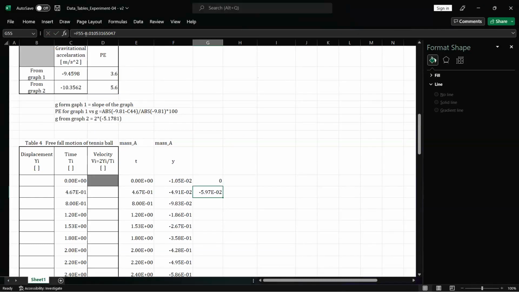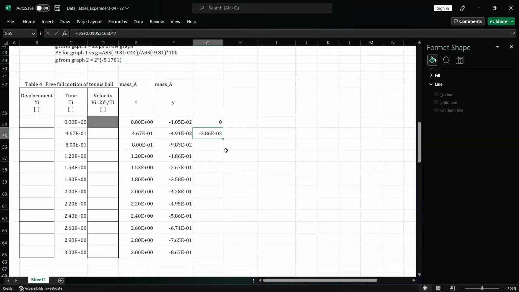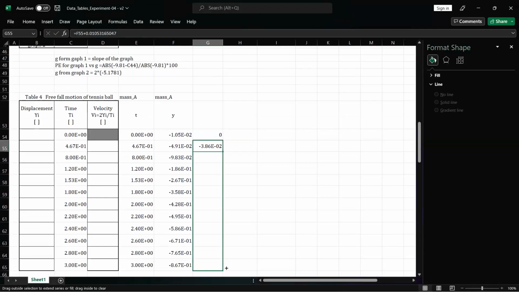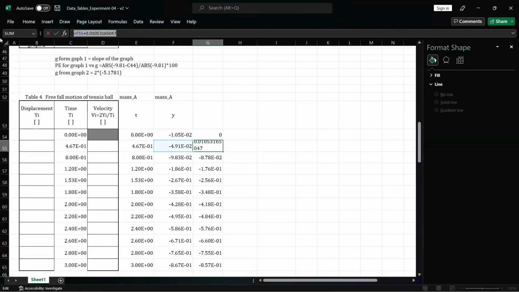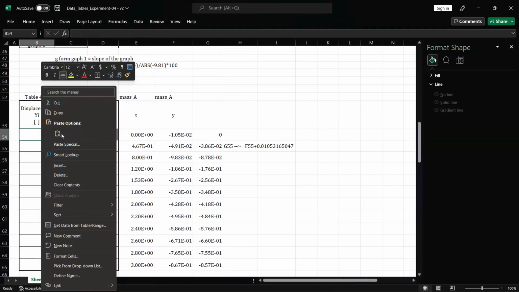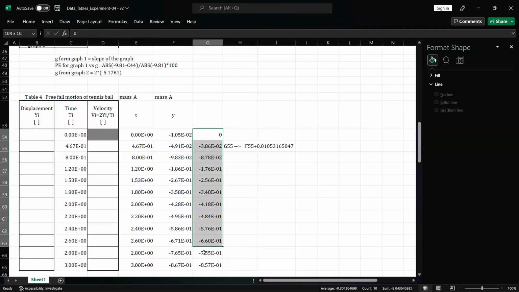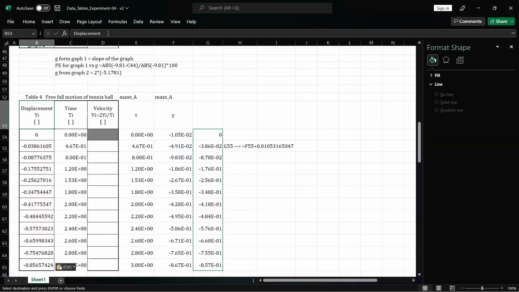Okay, so we need to make it positive purposely because we need to lift it up. Click and drag this. Okay, so right here, that is the function I'm using for this guy. Okay, this is G number 55. That should go there. Paste it as special. Okay, that's important because it's a calculated value. Special, this should be unit meter, this should be unit second, this should be unit meter per second.